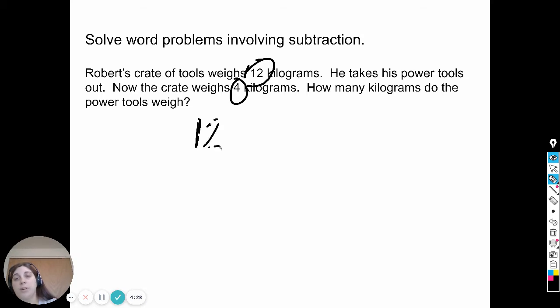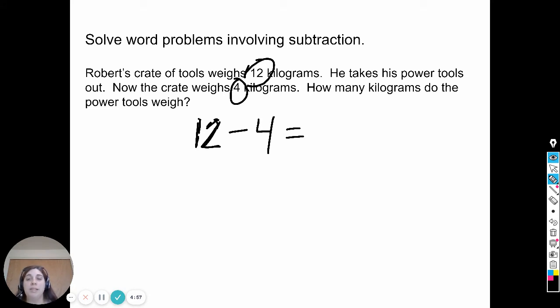We're going to start with our 12. And now we know it's subtraction. And the crate weight goes down once the power tools are out. So we need to take the 12 that it weighs before, minus the 4 that it weighs now, and that should tell us how much the tools weigh. Because once the tools were taken out, that weight went down. So we have 12 minus 4.